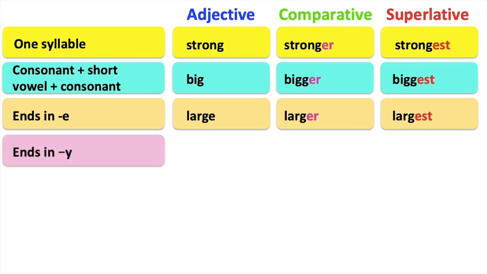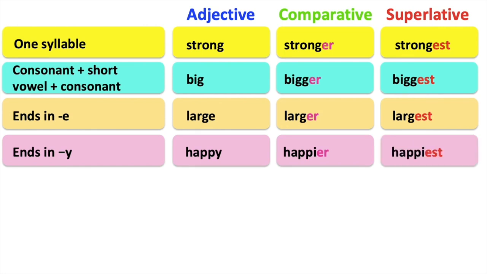For two-syllable adjectives ending in the letter Y, we remove the letter Y and add the letter I before the ending. For example, happy. The comparative adjective is happier. So as you can see, we've replaced the letter Y with the letter I and added the ending ER. Again, I've replaced the letter Y with the letter I and added EST, happiest.